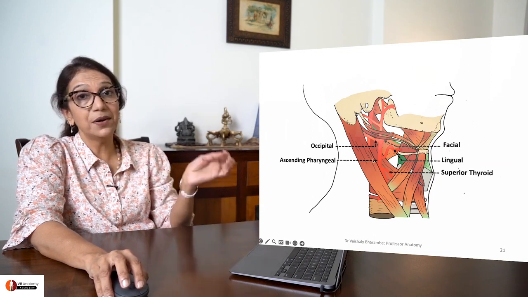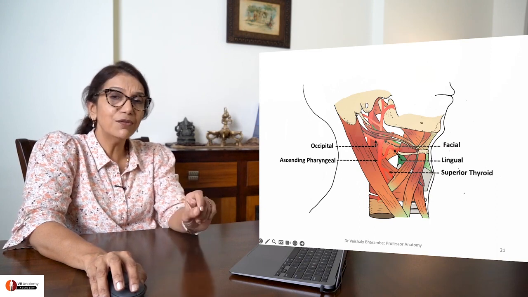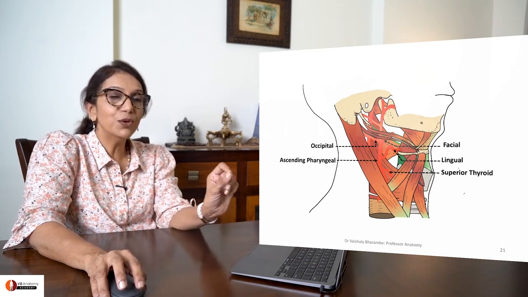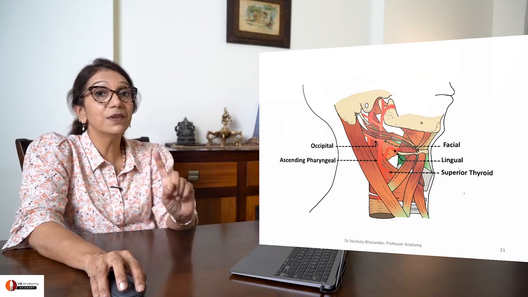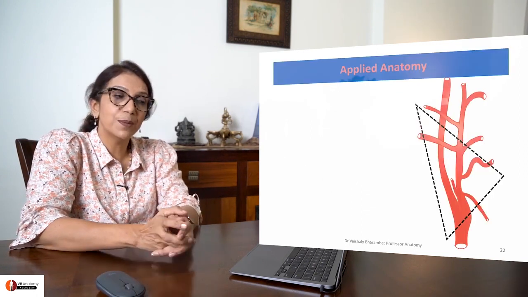Now, this is the artery inside the triangle. They are not that easily visualized. You have to take the effort to dissect before you will be able to find each of these arteries without damaging them. We now come to their applied anatomy.